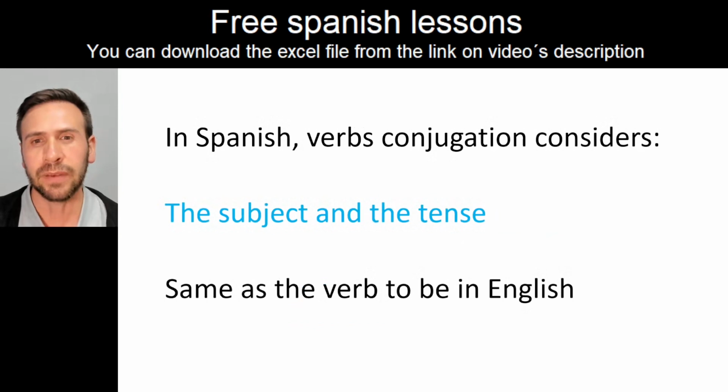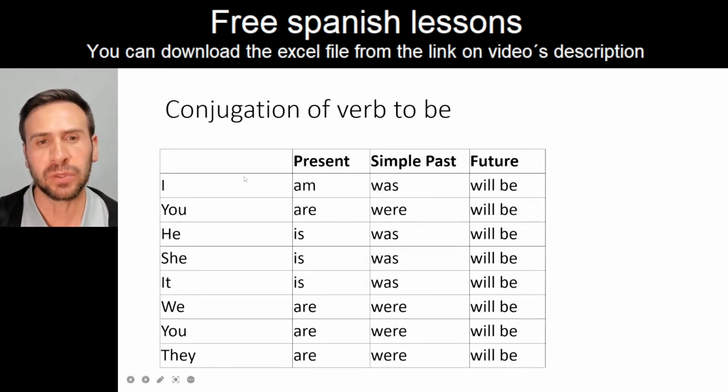In Spanish, verb conjugation considers the subject and the tense, same as the verb to be in English. Here we have the conjugation of the verb to be in present, past and future. For present: I am, you are, he is, she is, and so on. You can notice that the form of the verb to be changes depending on the subject, and also depending on the tense. I am, present; I was, past tense; I will be, future. But for the future you will need the auxiliary verb will.